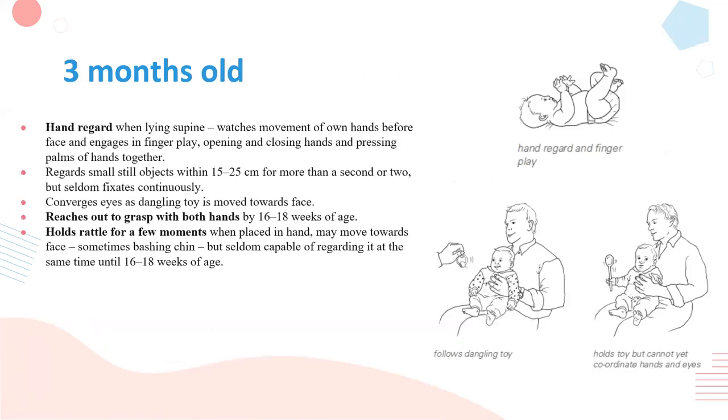Okay, and then at 3 months old, fine motor development started. So when the child is lying supine, they will have hand regard in which they will watch the movement of their own hands and engage in finger play, opening and closing the hands and pressing palms of hands together. And also they will try to reach out to grasp with both hands by 16 to 18 weeks. If they are given rattles, they will hold the rattle for only a few moments, but they are seldom capable of regarding it until 16 to 18 weeks.